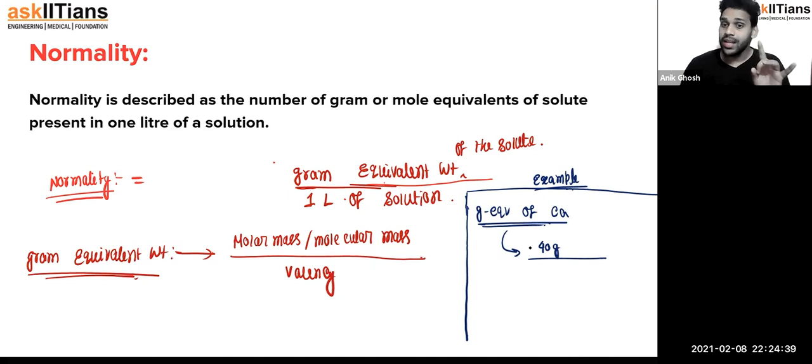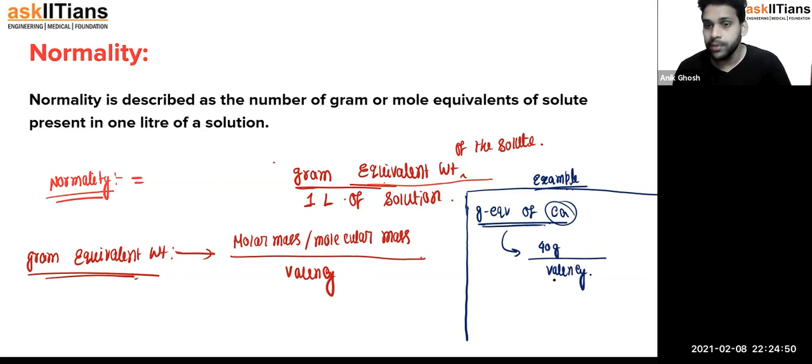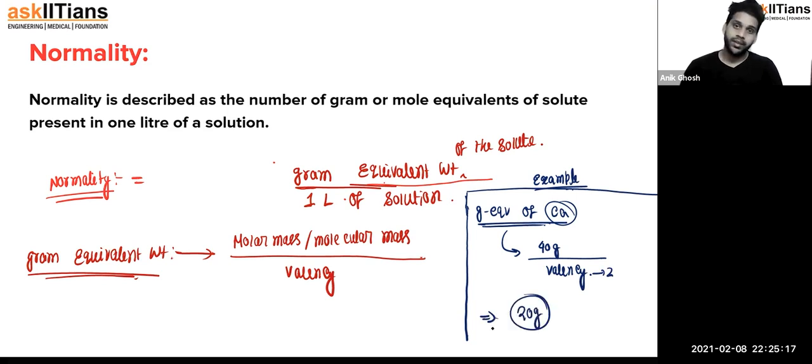The gram molecular mass for calcium would be 40 grams, remember? So for calcium it is 40 divided by its valency. Now, what is the valency of calcium? Many books write n factor, but I am writing valency to make it easier for you to understand. We don't call it valency, but this is the way I would suggest you solve these questions. The valency of calcium is 2. So the equivalent weight is 40 divided by 2, which gives you 20 grams. The gram equivalent weight of calcium is 20 grams.